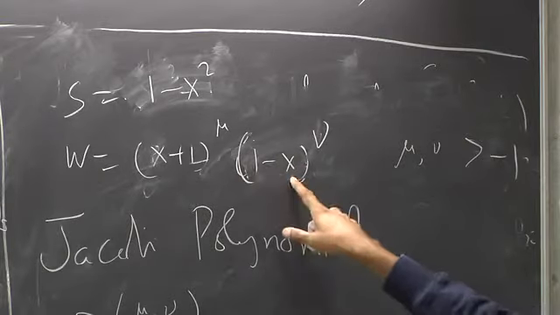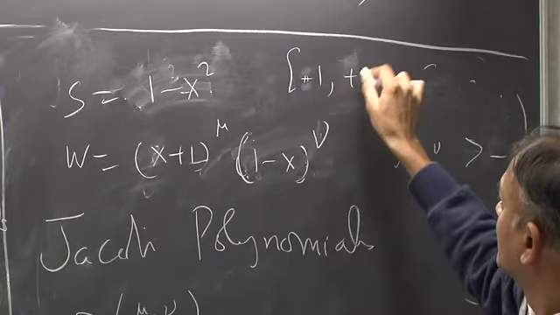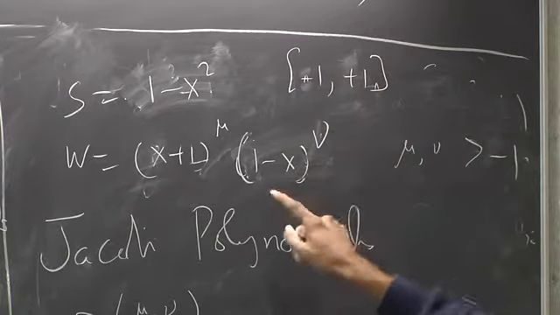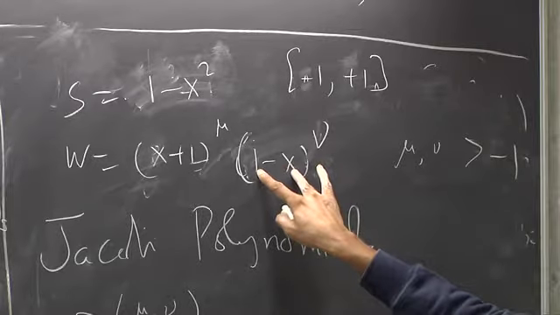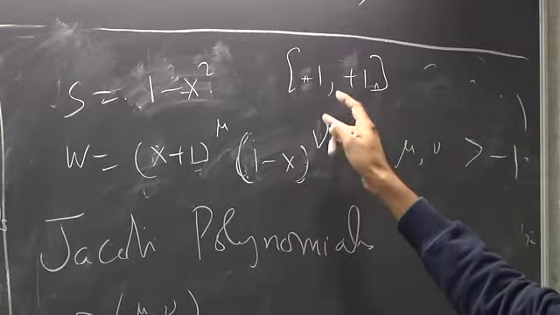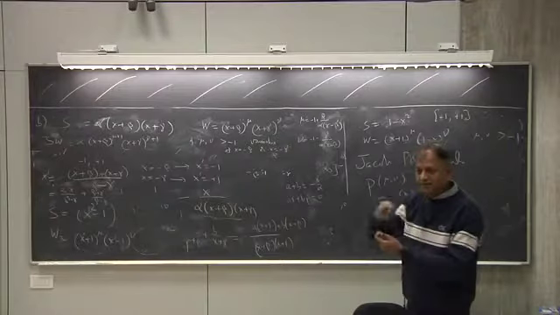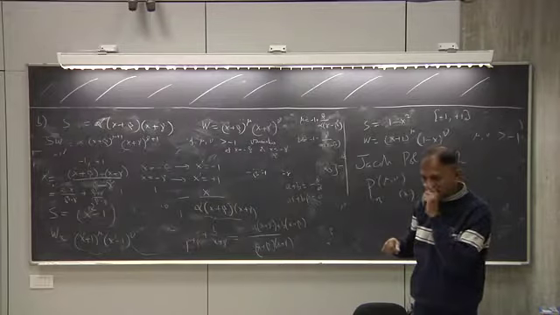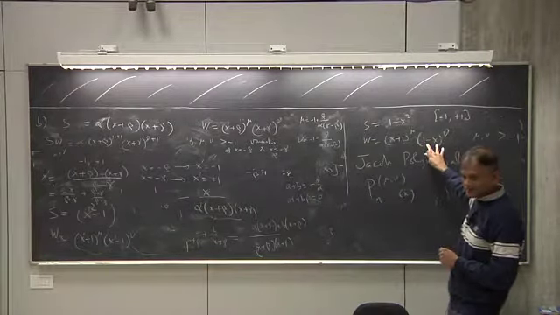If you write it as x minus 1, there's a problem because the range is minus 1 to plus 1. That's the interval. If you write it as x minus 1, you see this can be negative, right? And a negative number to the power of some non-integer number is a bit problematic. You have to look at branch cuts and so on. You have to worry about the phases and so on. So that's why it's always better to write it like this.